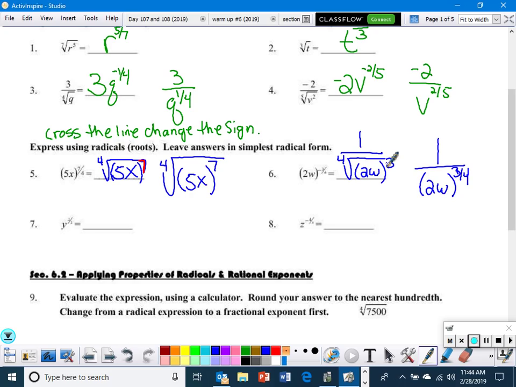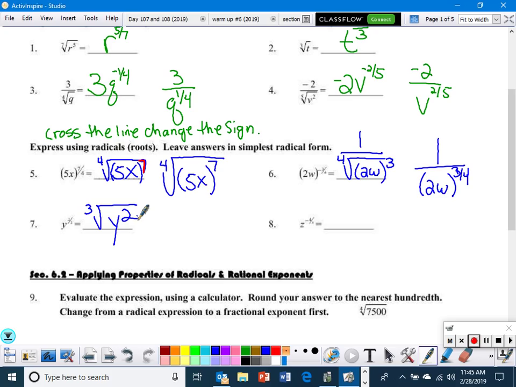Let's go to number 7. Okay, there's no negative, so no need to cross the line, change the sign. So we're just going to go straight to this. We're going to put the y inside, we're going to put the 3 here, and we're going to put the 2 there. Boom, we're done.